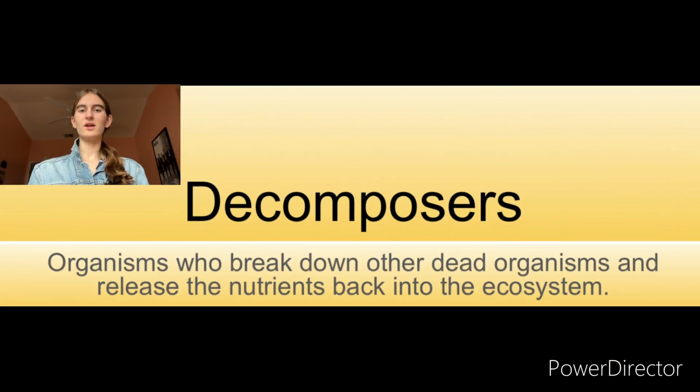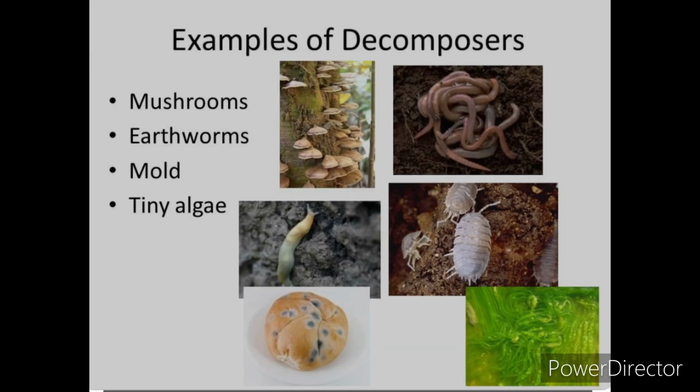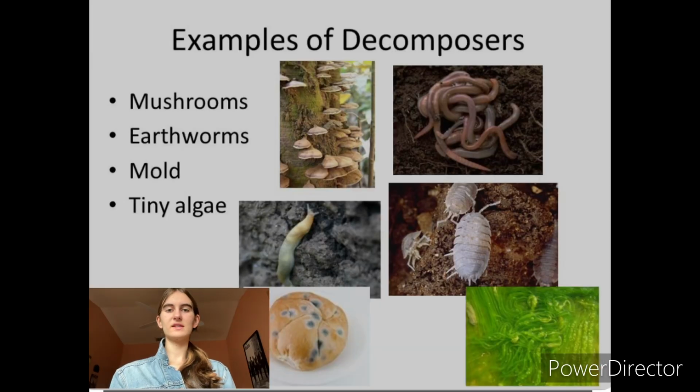Last, but definitely not least, are decomposers. You will find these organisms on the side of the energy pyramid as they travel through all the trophic levels. Decomposers are organisms who break down other dead organisms and release the nutrients back into the ecosystem. A few examples of decomposers include earthworms, mushrooms, mold, and tiny algae.